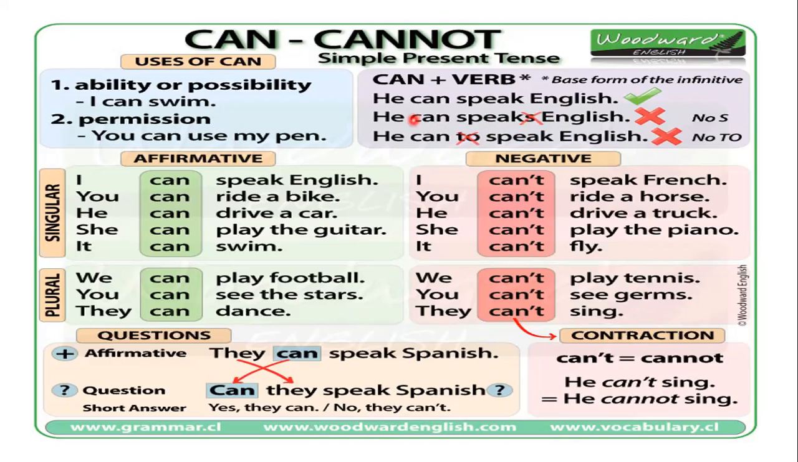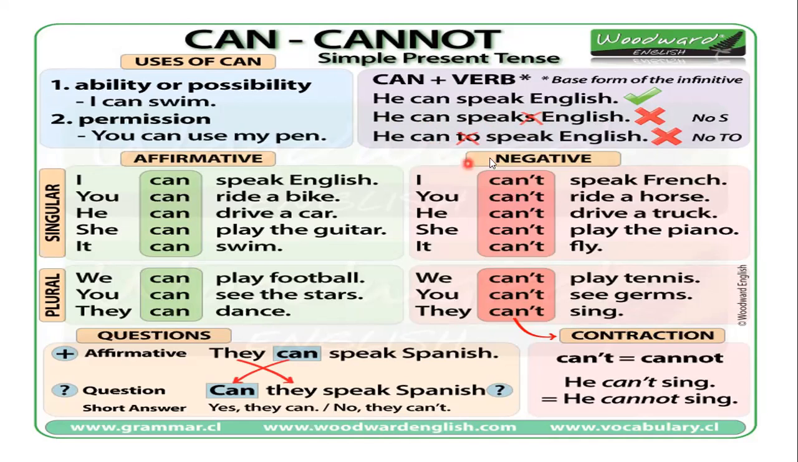So you say he can speak English. You don't have to add an S in this case because you're using a modal auxiliary here. So you don't have to use the letter S. And you say he can speak English, and no S.